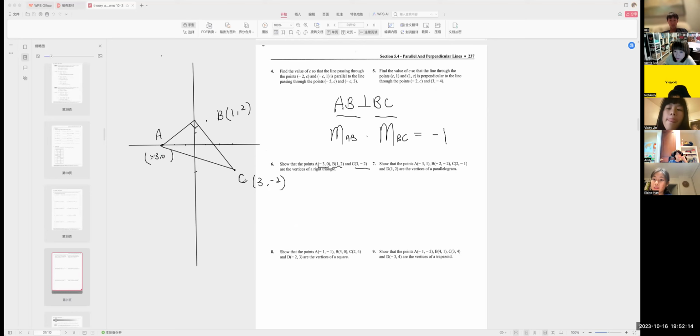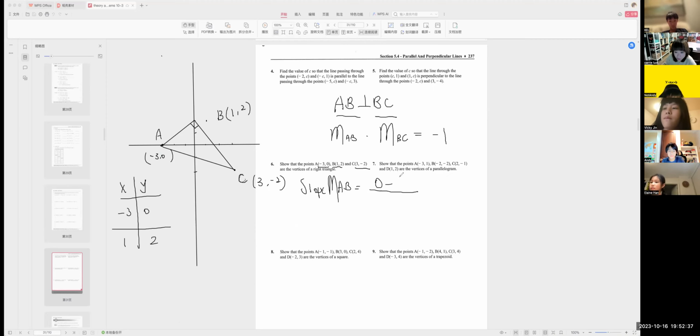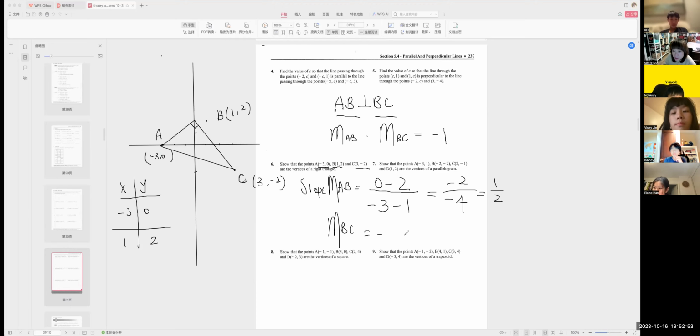Equals negative 1. Then they form a right triangle. Vicky, 同不同意？对不对? Okay, so now this question became finding the slope of AB. 好了，MAB 怎么求啊? 太简单了, because we have A and B as paired orders. So this is the X value, this is the Y value: negative 3, 0, and 1 and 2. So basically, it is 0 minus 2 over negative 3 minus 1 equals negative 2 over negative 4. Kevin, understand? Equals half. 好了, 那 Kelvin, 你能告诉老师, slope BC 等于多少吗?